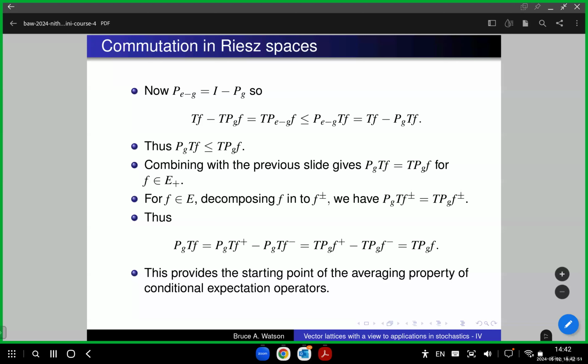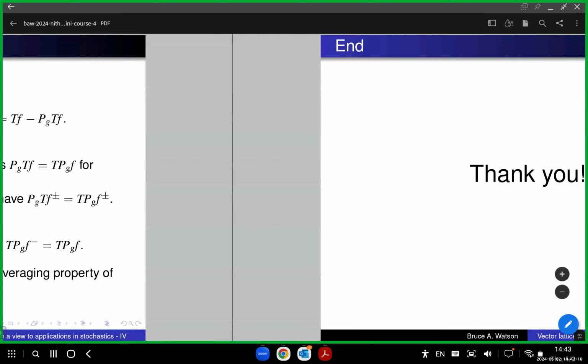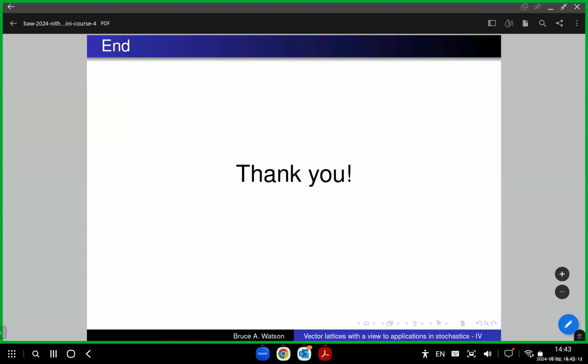And thereby, you have a commutation property for taking products, T applied to products of two elements in your space, and allowing one of them to move through like a scalar through the operator T. And that is the starting point of studying stochastic processes.